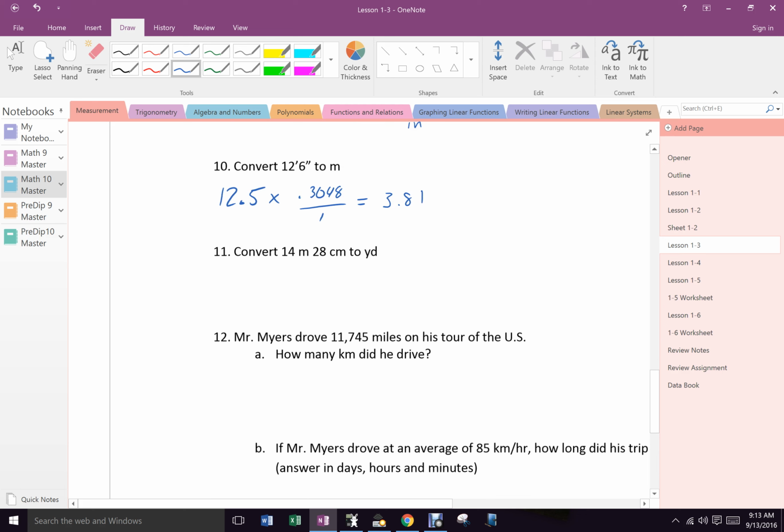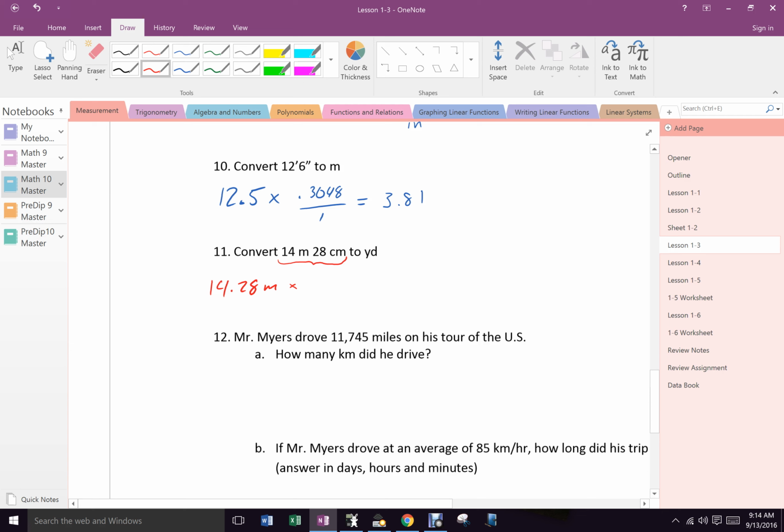And the last one, 14 meters, 28 centimeters to yards. This is the opposite way around. Can I do something to that to make it easy to punch into my calculator? I could put it totally into centimeters, or I could go 14.28 meters, couldn't I? And then meters can go straight to yards.